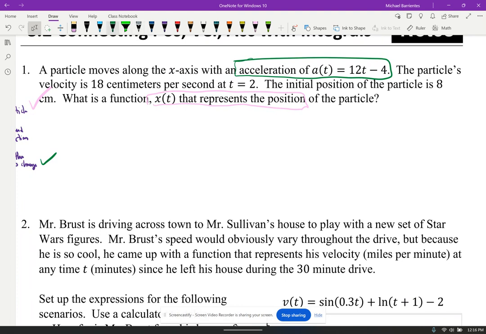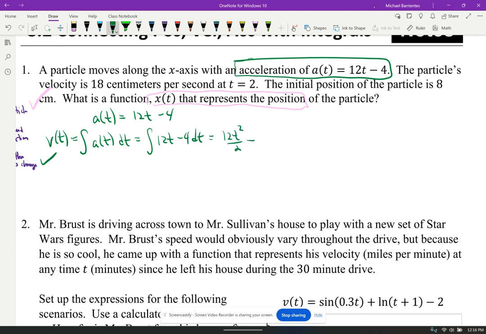So let's start with what we know. We know that the acceleration a of t is 12t minus 4. I'm writing that because I'm going to find the antiderivative of 12t minus 4 in order to get the velocity. So to go backward to get the velocity, I take the antiderivative. The antiderivative of this would be 12t squared over 2, which reduces to 6t squared, minus 4t. However, I have to put a plus c.